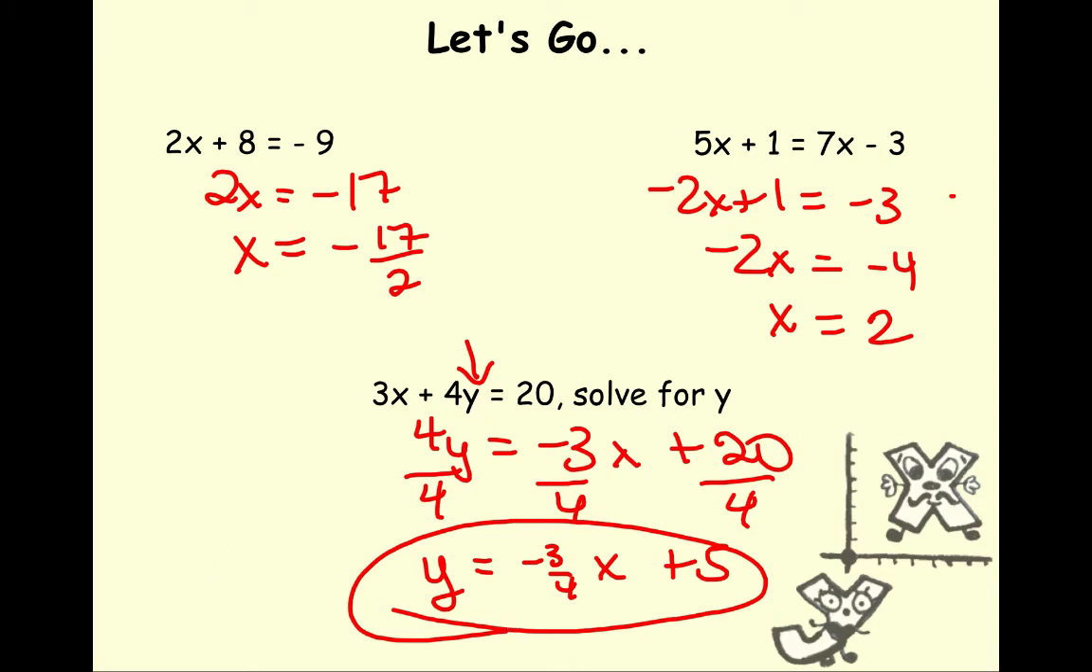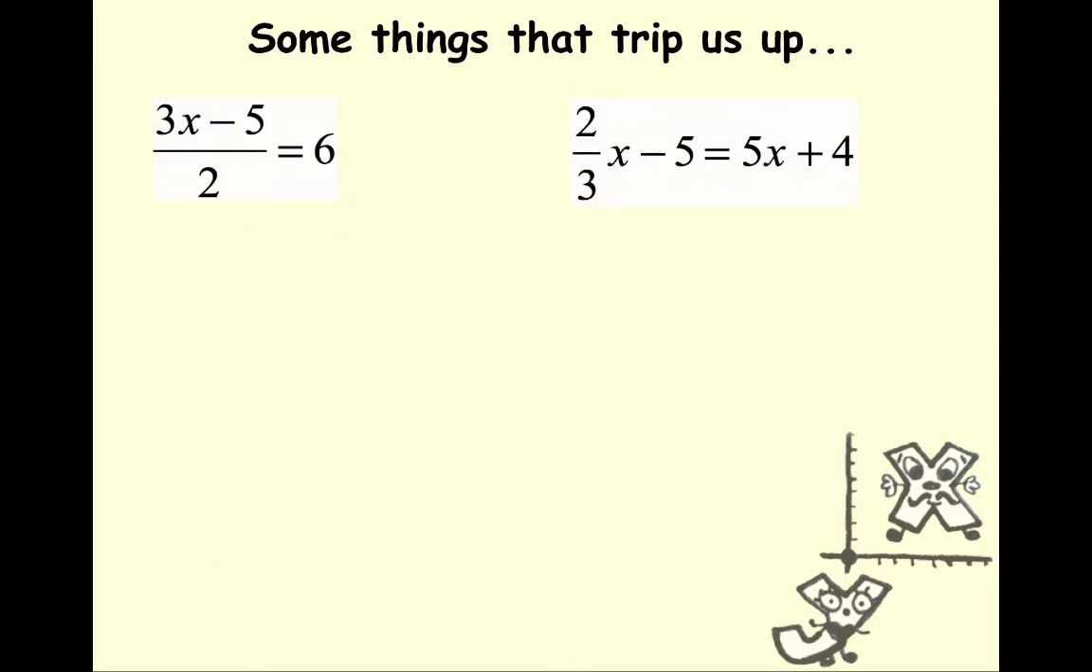Okay, moving on. Let's go and do a couple more. Some things that trip us up happen to be fractions a lot of times when we're doing linear equations. And remember, a linear equation is when the variable that we're solving for has a positive exponent of 1. Okay, so this one over here, 3 times x minus 5, all divided by 2 equals 6.